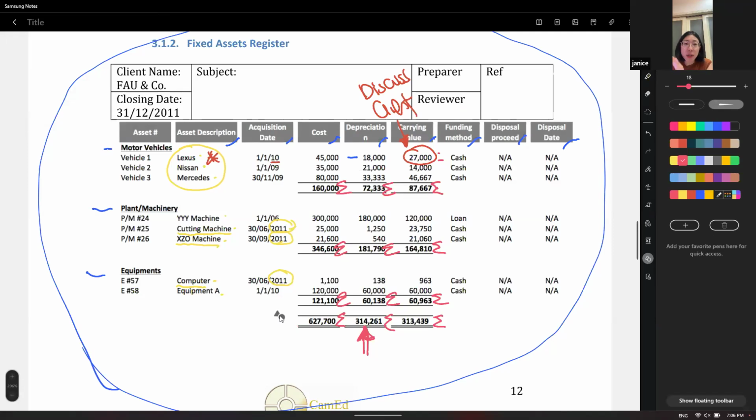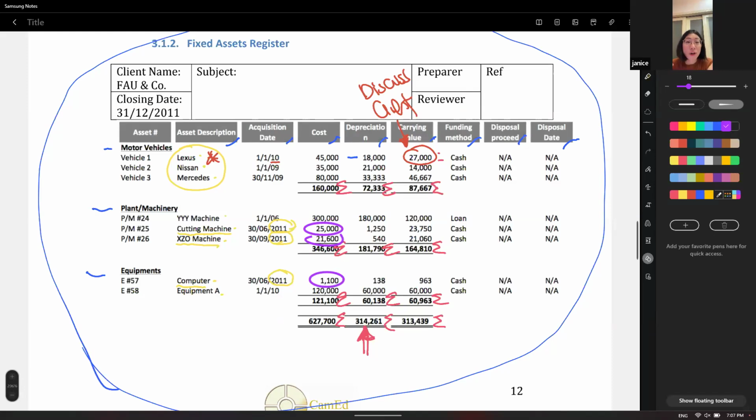Now, for accuracy and valuation, one of the things we're going to focus on is the new purchases that we have committed during the year. What we're going to verify for these new purchases is whether the initial cost of 25,000, the initial cost of 21,600 for the Exio machine, and the $1,100 for the computer are correct amounts.